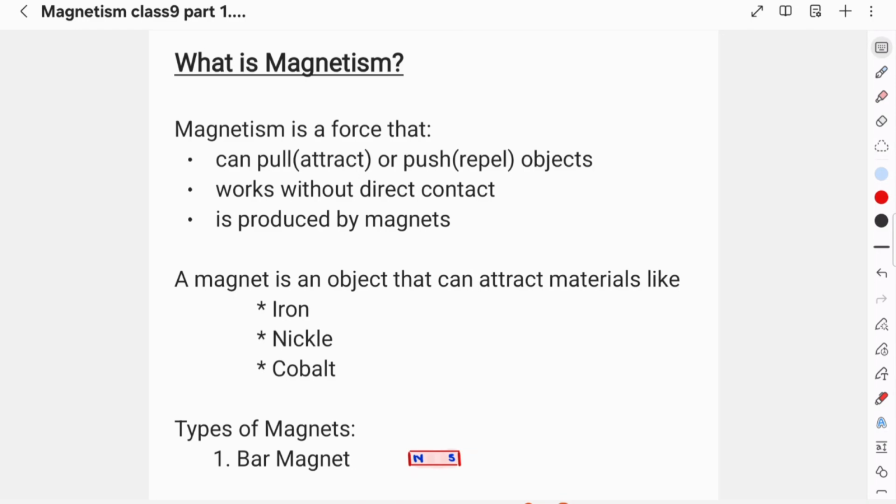So what is magnetism? Magnetism is a force that can pull or push objects. Magnetism works without direct contact, and magnetism is shown by magnets. So magnetism is a unique property of magnets. Okay, now what are magnets? Magnets are objects that can attract materials like iron, nickel and cobalt.